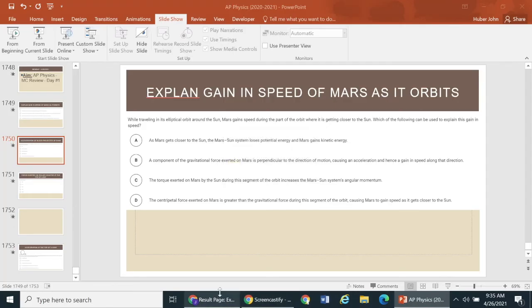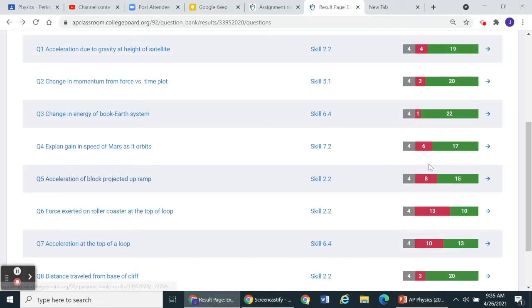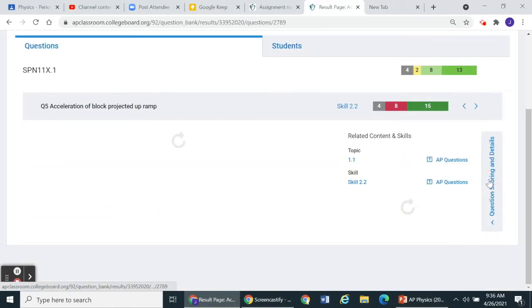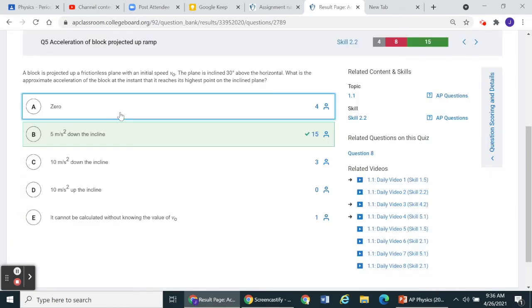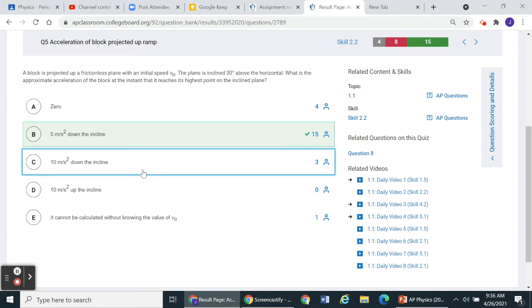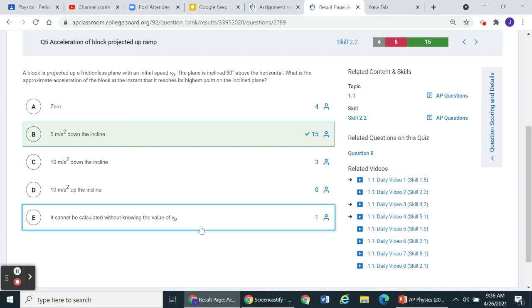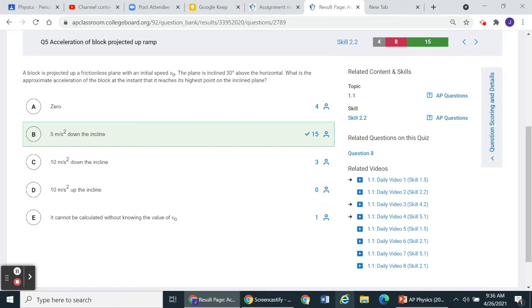I kind of have a feeling that this question asking about the acceleration at the maximum height is going to have a bunch of people answering 0. Not a ton, but a good amount of people who got this wrong. Now, other people said 10 meters per second squared down the incline, and one person said it cannot be calculated without knowing the value of V naught.